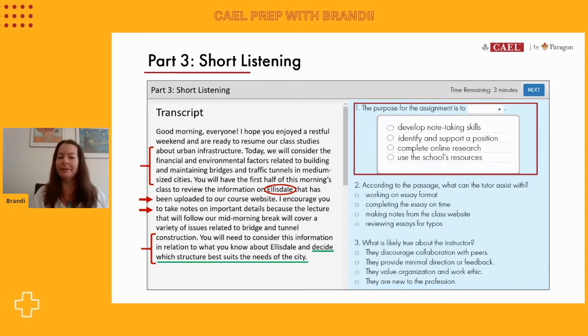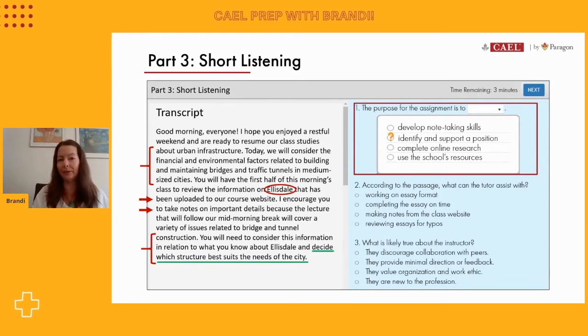So when I go back to those answer choices, my eyes are pausing on answer choice B. If we have to decide or choose which structure is probably the best choice for Ellisdale, that deals with selecting a position, right? Again, the position meaning, is it the bridge? Is it the traffic tunnel?